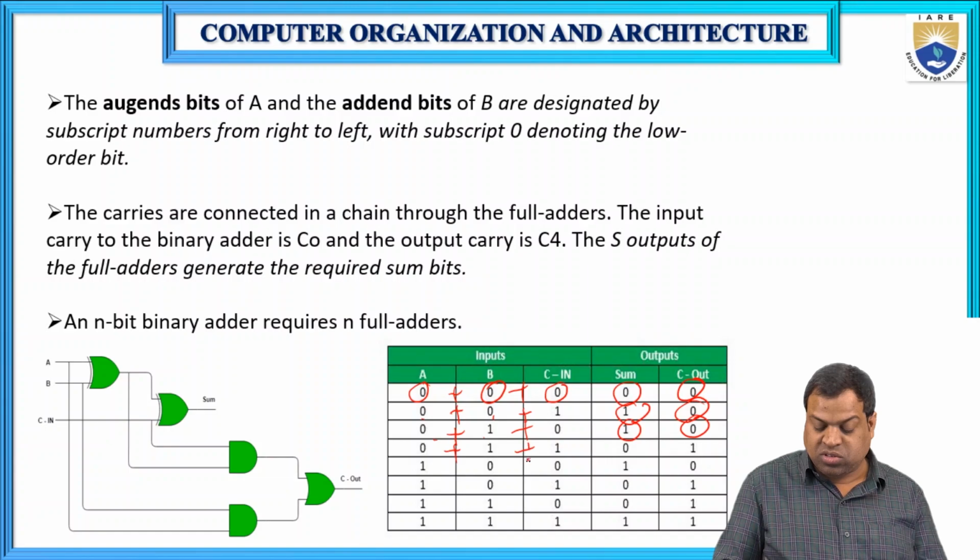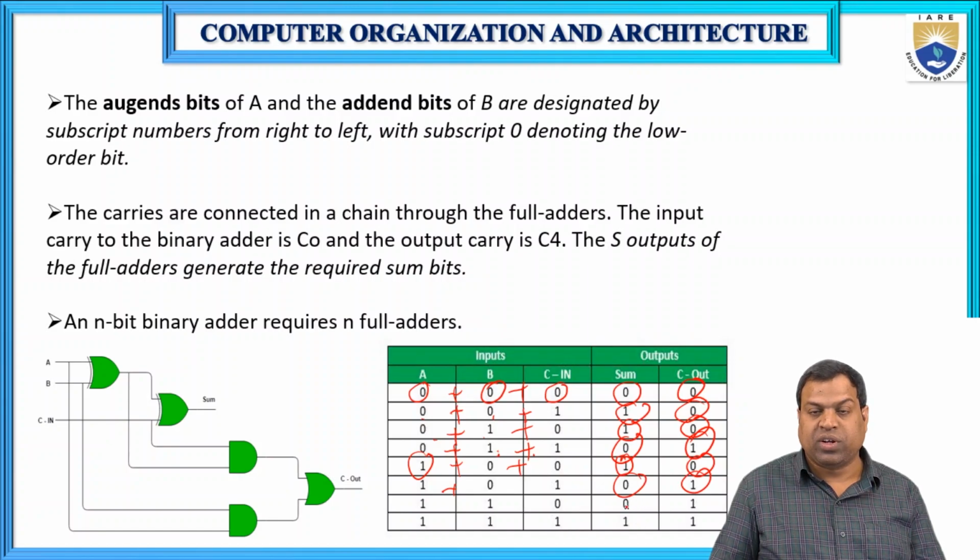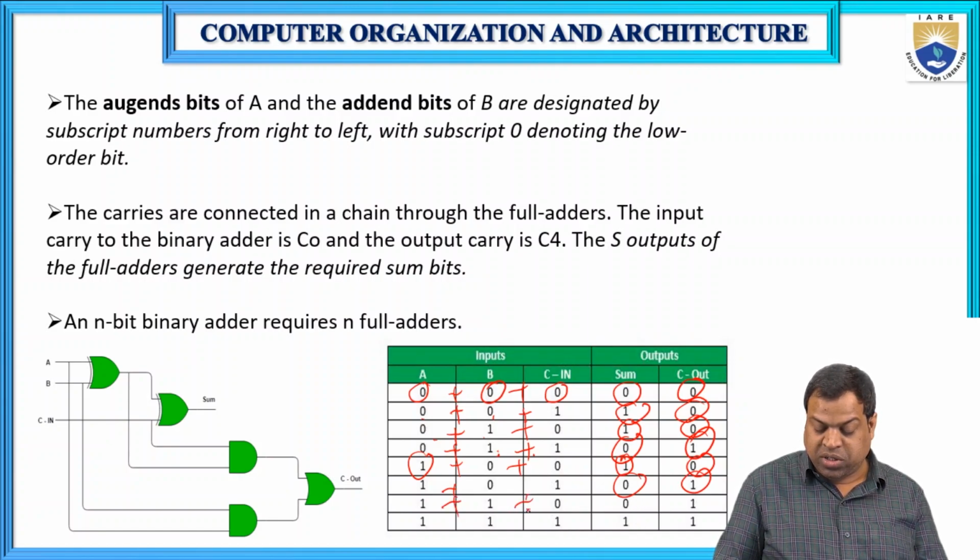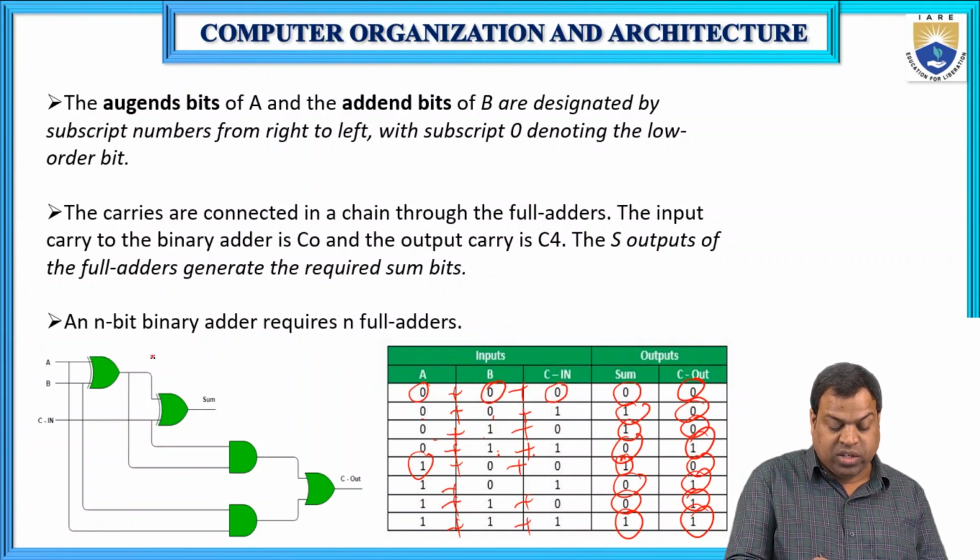0 plus 1 plus 1. 0 plus 1, 1. 1 plus 1, 10. That means sum equal to 0 and carry equal to 1. 1 plus 0, 1 plus 0. 1 and 0. 1 plus 0, 1. 1 plus 1, 10. That is 0 and carry equal to 1. So 1 plus 1, 10 plus 0, 0 and carry equal to 1. 1 plus 1, 10 plus 1, 11. Sum 0, carry 1. So here like this.